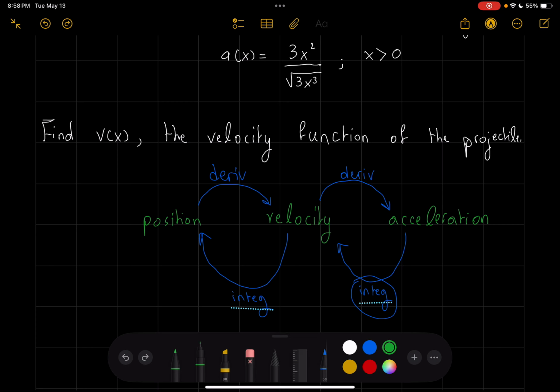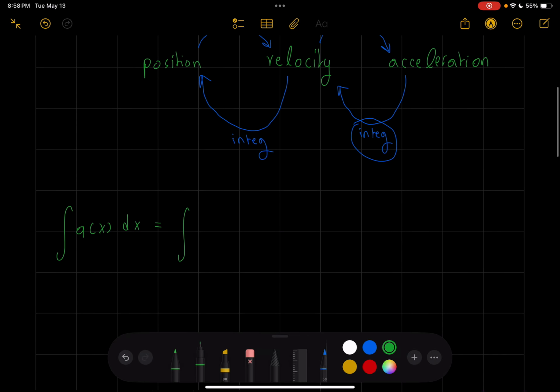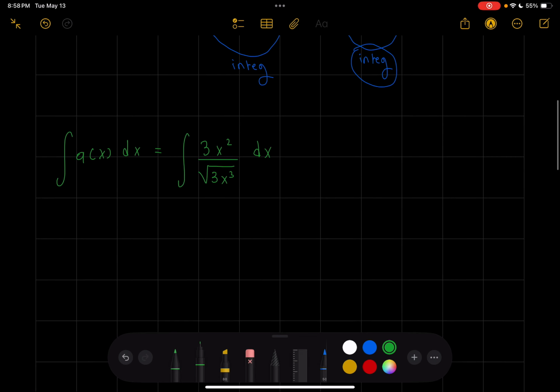Now, we must do the integration of a of x dx. So the integration of 3x squared over the cubic root of 3x cubed dx. Now, in this question, we must use integration with substitution, because I noticed that the power over here of x is to the power of 3, and in the numerator it's to the power of 2.